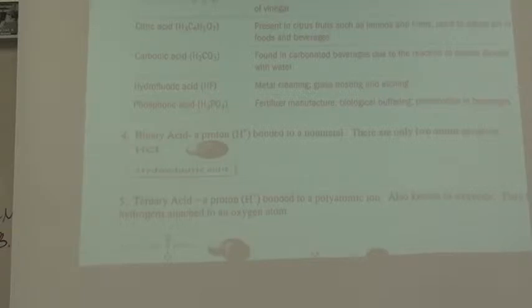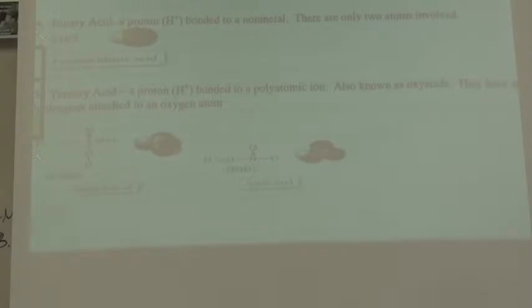A ternary acid, ter is the prefix for 3, is a proton that's bonded to a polyatomic ion. It's synonymous for an oxyacid. That's because all of the polyatomic ions that serve as anions contain an oxygen. So it's a polyatomic ion and an oxygen.